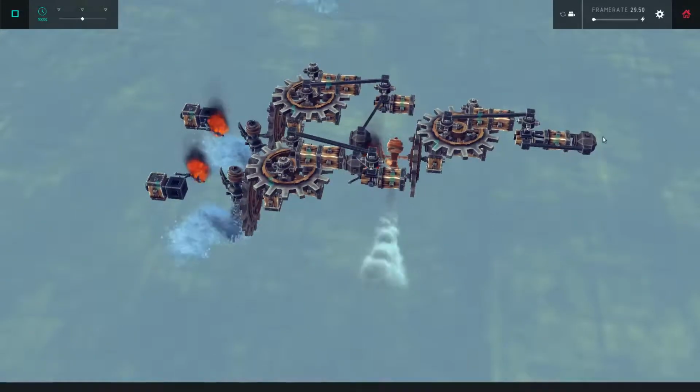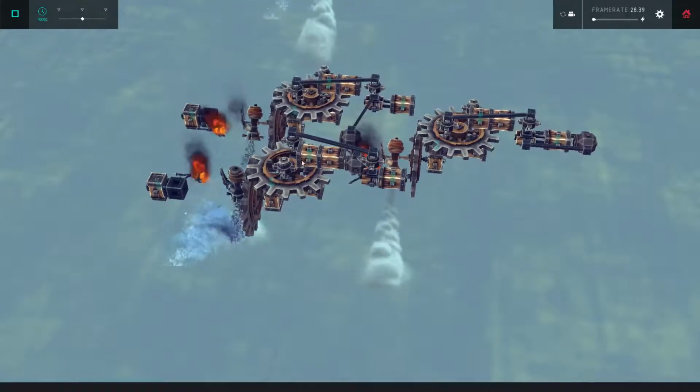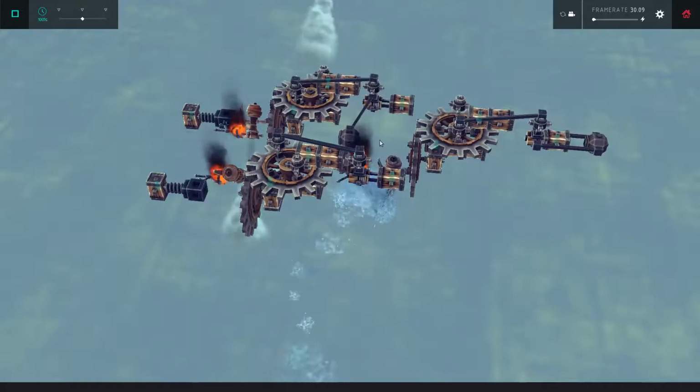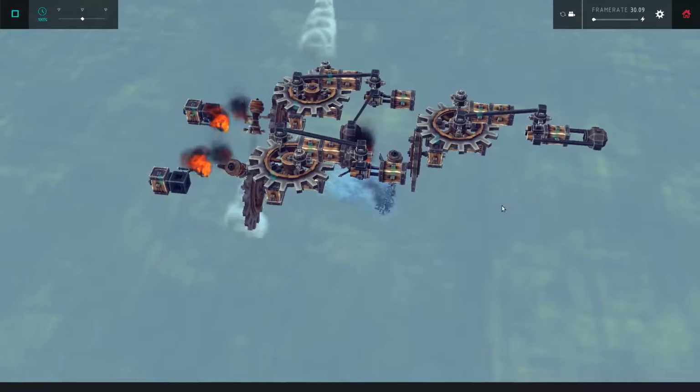So this only turns on when both the inputs are on. So I could do one of them, doesn't do anything. Do the other one, doesn't do anything. Only when I do both does it turn on. So this is an AND gate. So when that and that are on, the output is on.